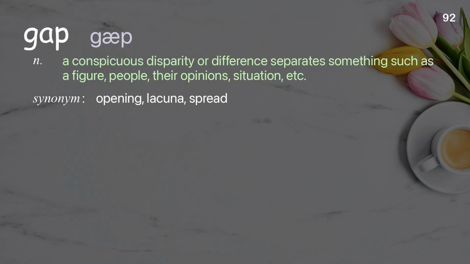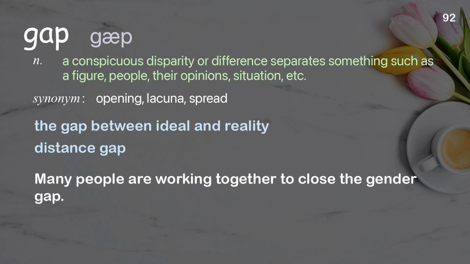Gap. A conspicuous disparity or difference that separates something such as a figure, people, their opinions, situation, etc. Examples: The gap between ideal and reality. Distance gap. Many people are working together to close the gender gap.